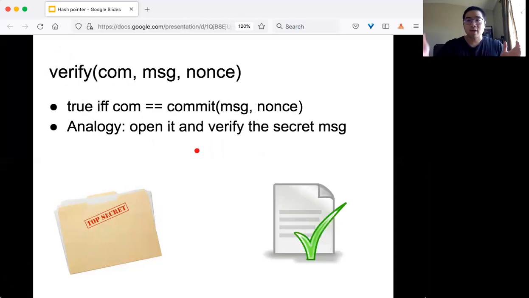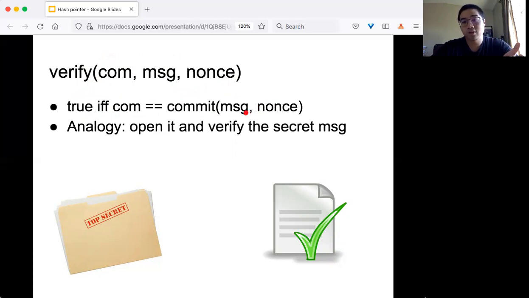And later on, when someone wants to say, okay, I want to see your commitment, please unseal your envelope, I can use this verify function. So I will tell you, hey, this com is my commitment, this was my original message, and this was the nonce I used. Then the verify function will do this computation for you, and it will return true if and only if com is equal to my commitment.